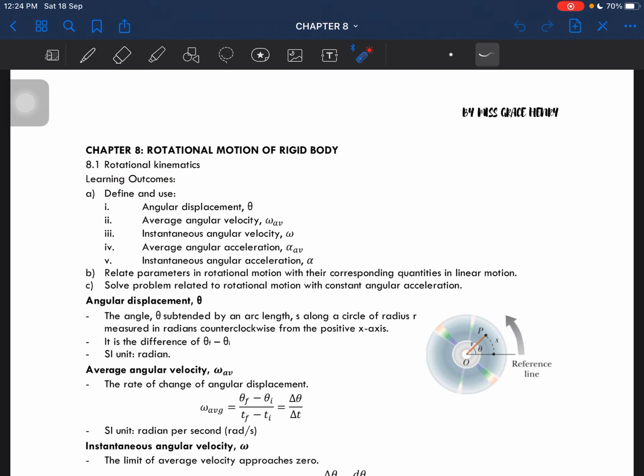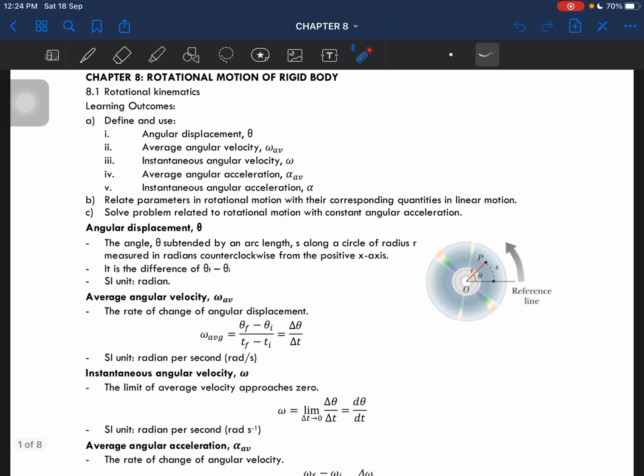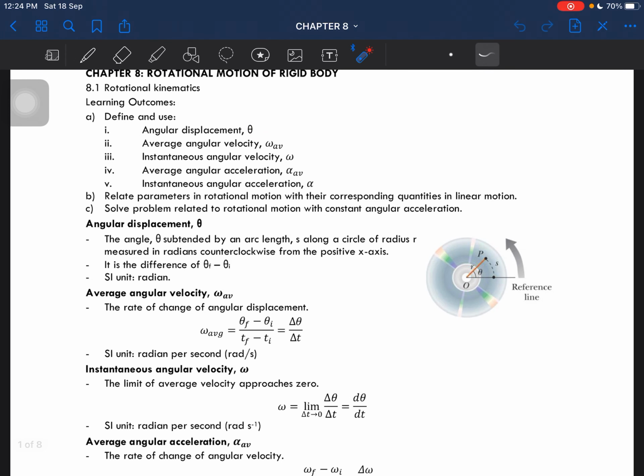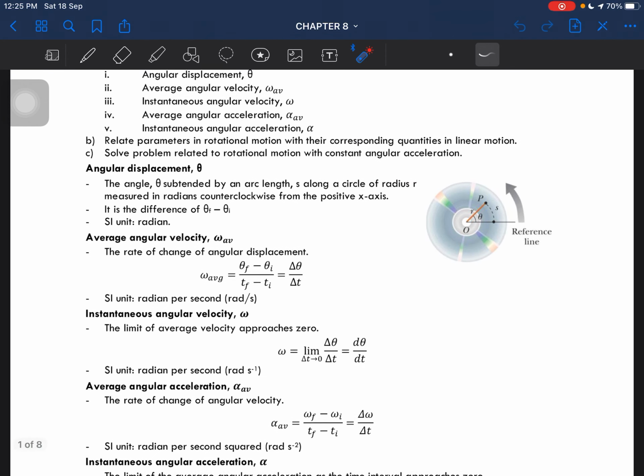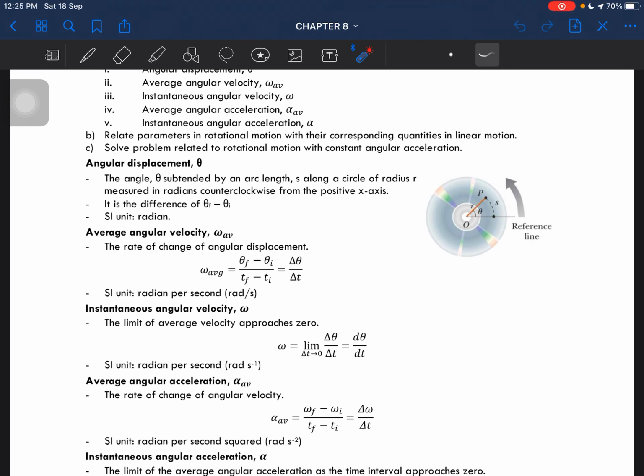In this subtopic you should be able to define and use angular displacement, average angular velocity, instantaneous angular velocity, average angular acceleration, and then instantaneous angular acceleration. You also have to be able to relate parameters in rotational motion with their corresponding quantities in linear motion. And lastly you should be able to solve problems related to rotational motion with constant angular acceleration.